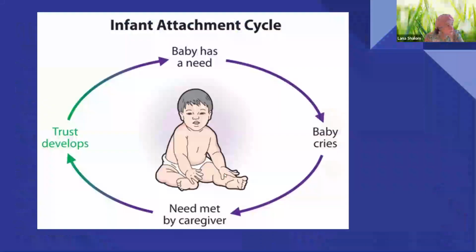Okay. Let's go further. Again, going back to the infant state, the infant attachment cycle goes like this, okay? Baby has a need. Baby starts crying, okay? The caregiver meets the need and trust starts developing, okay? The more the needs become met by the caregiver, the more the child develops this belief that it's okay to trust the world, okay?